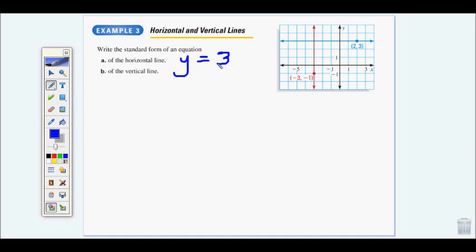There would be no x term, so our variable is still on the left and our constant term is on the right. So you can imagine for the vertical line, the line is crossing the x-axis at negative 3, so our standard form equation would be x equals negative 3. Again, variables on the left, constant on the right. It's just that in both of these special cases, we only have one variable.